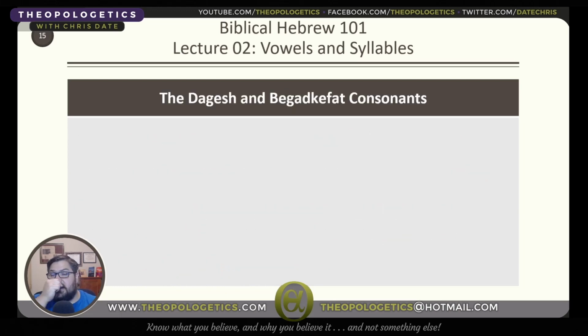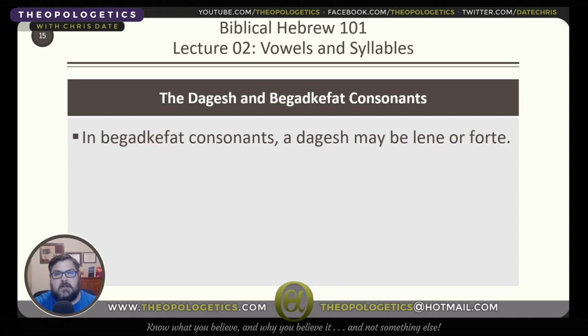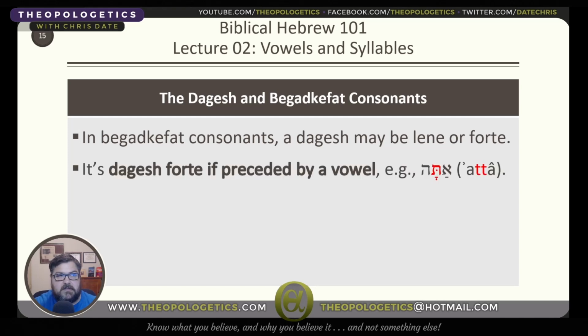Now, because Begadkefat consonants can take a Dagesh Lena, when you encounter a Begadkefat consonant with a Dagesh in it, it's not always going to be immediately clear whether it's a Dagesh Lena, in which case all it does is harden the soft sound, or if it's a Dagesh forte, in which case it not only does that, but also doubles the consonant. So the question is, how do we tell the difference? Well, if it is preceded by a vowel sound, then it's a Dagesh forte.